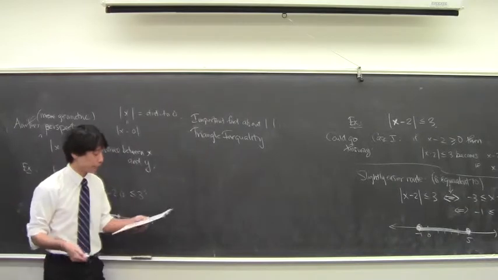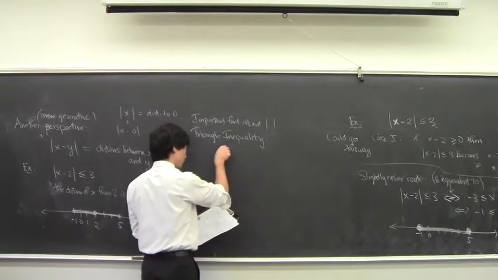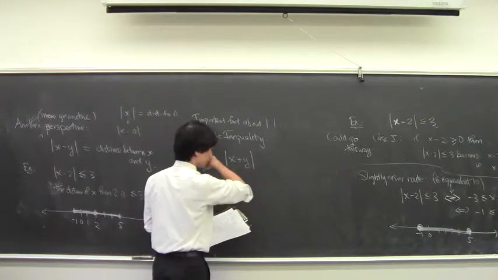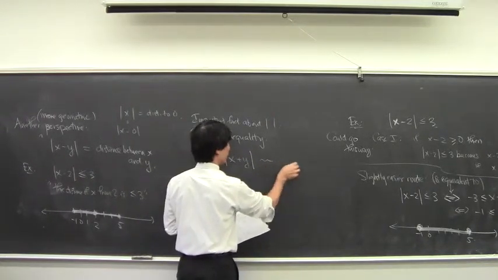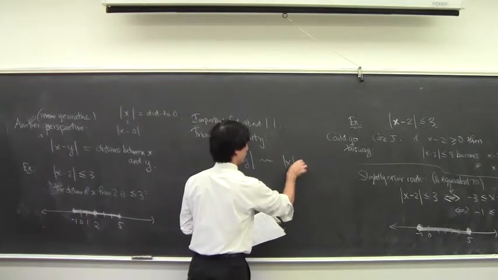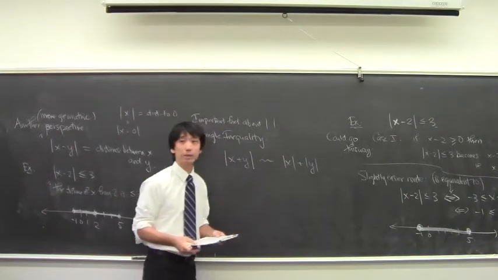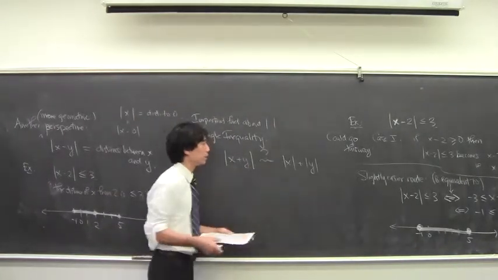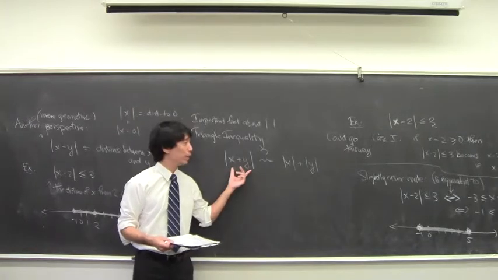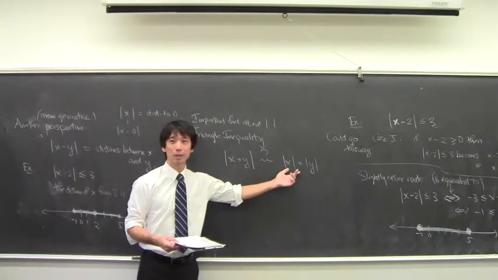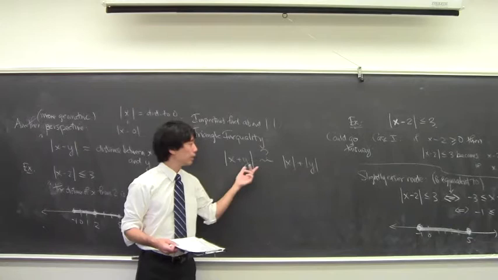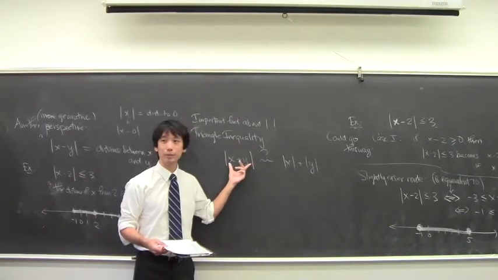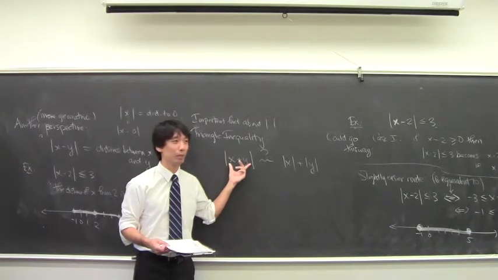Triangle inequality, and it says this: if you take the absolute value of a sum, then there's some relation between that and the sums of the absolute values. Okay. There's some relation between the absolute value of a sum and the sum of the absolute values. Can anyone figure it out? Is it the same thing? Is the absolute value of a sum the same thing as the sum of the absolute values?